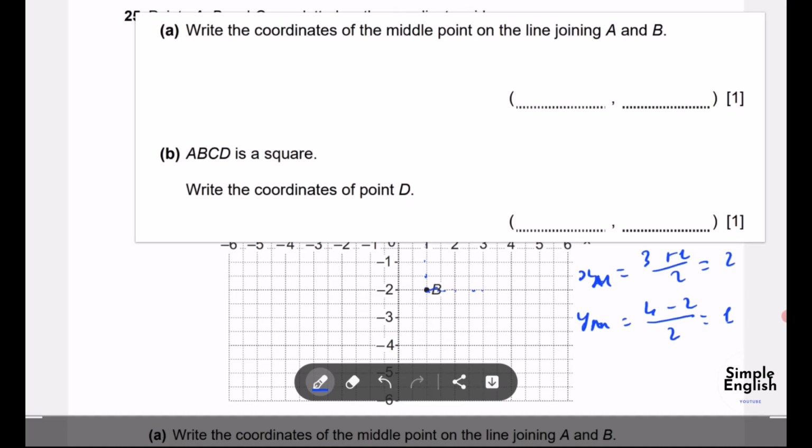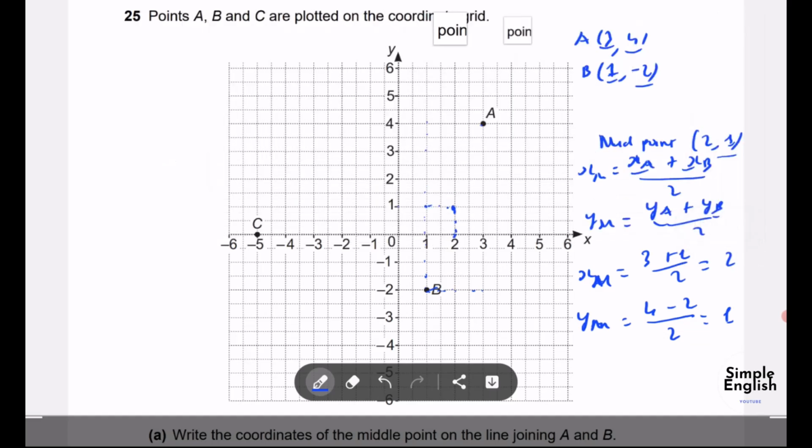How about B? ABC is a square. Write the coordinates of point D. So there are 2 ways to do this. The first thing, we need to use a ruler, right? A ruler. And then so that we use the perpendicular, you use a ruler so that it is placed perpendicular to this line.